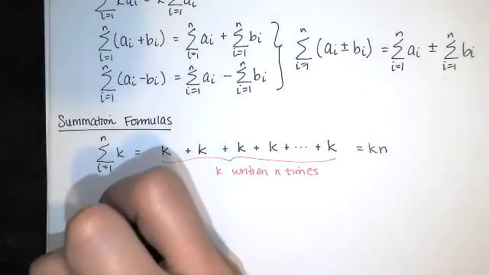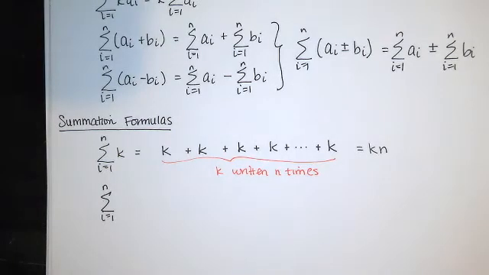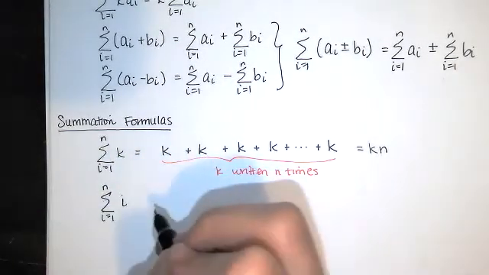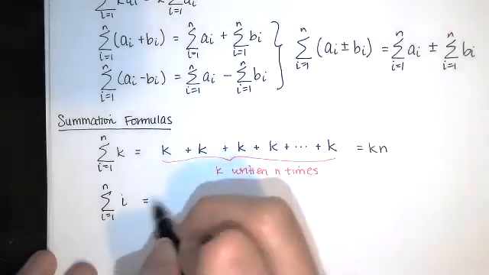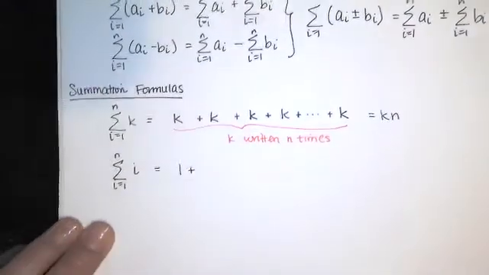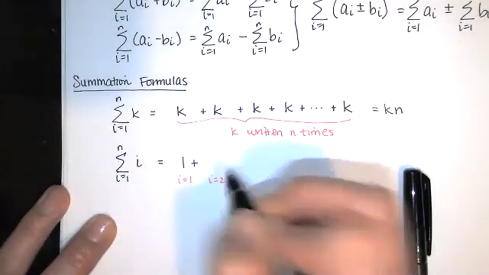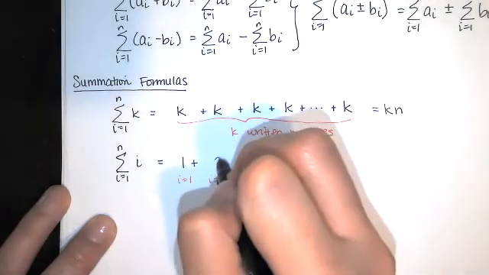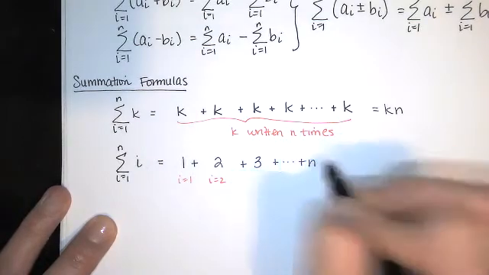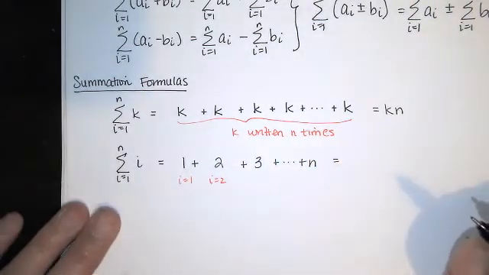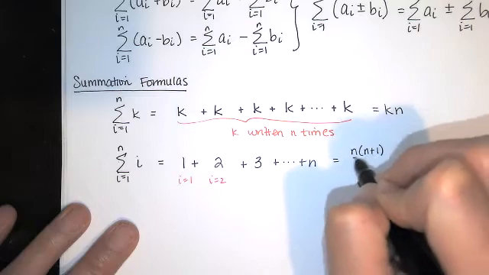Okay, here's another formula. And this one I think is really cool. When i equals 1, we get 1. When i equals 2, we get 2. When i equals 3, that's just 3. And we keep going until we get to n. It turns out that that's equal to this. It's n times n plus 1 divided by 2.